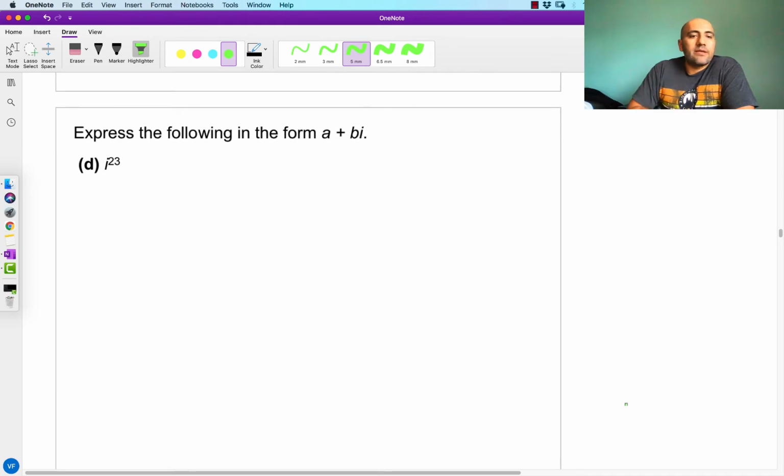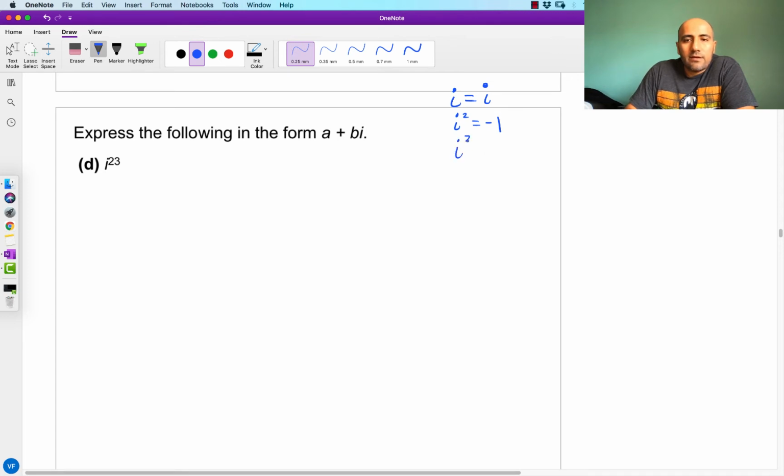Okay, express i to the power of 23 in the form of a + bi. Okay, so let's look at a pattern with i's. I started up above, so let's keep going with that pattern. So we have i is just i, nothing special about i. And we saw that i squared was equal to -1.